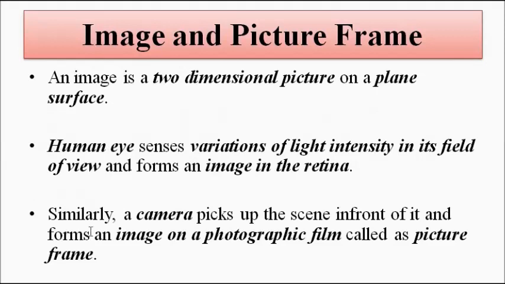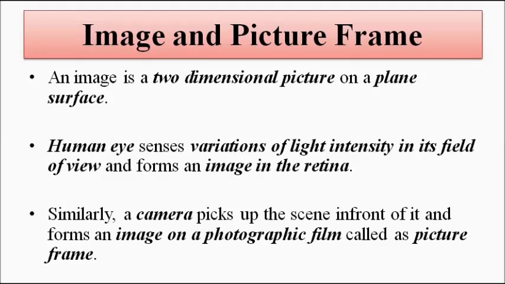Next, the image or a picture frame. As I said, video is nothing but moving images, images that are changing very fast at a very high frequency. So it is a two-dimensional representation on a plane surface. That is what a picture frame or an image is. The various colors or light intensities that are emitted from the picture frame or the image form an image in the retina of the human eye.